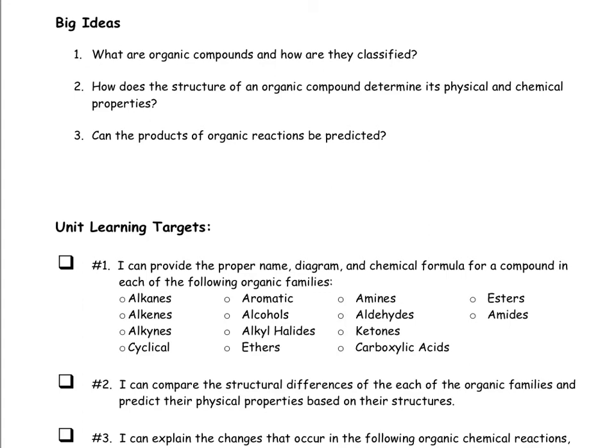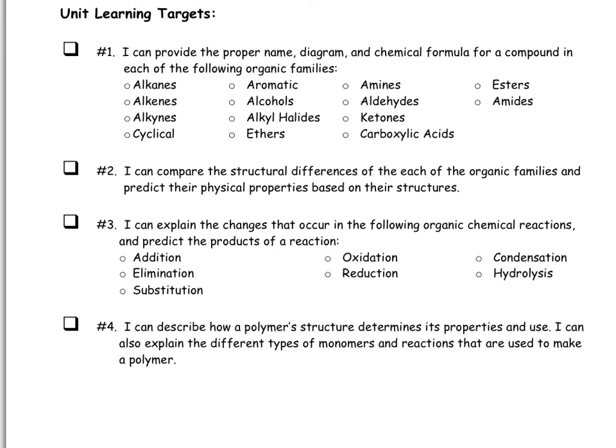In this lesson, we'll talk about big idea number 1 and number 2. So how are organic compounds classified, and how does their structure determine their properties? We'll discuss polymers, learning target number 4. So by the end of this lesson, you should be able to describe how a polymer structure determines its properties and its use, and also explain the different types of monomers and reactions that are used to make a polymer.